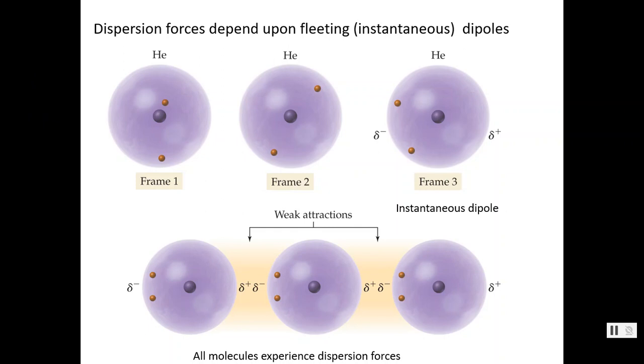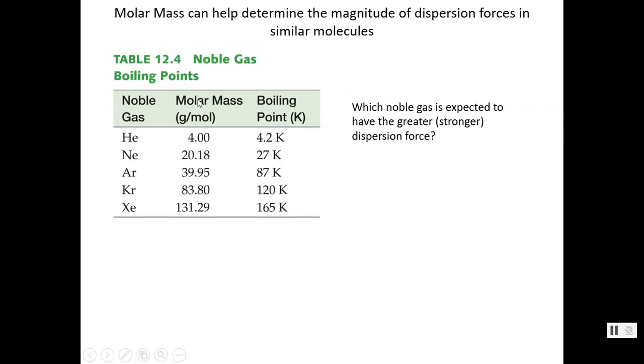So dispersion forces, all molecules have them. They are the weakest intermolecular force. We can use dispersion forces along with the size or the molar mass of a substance to say something about the properties of a substance as well as the magnitude or the size of the dispersion force in similar molecules.